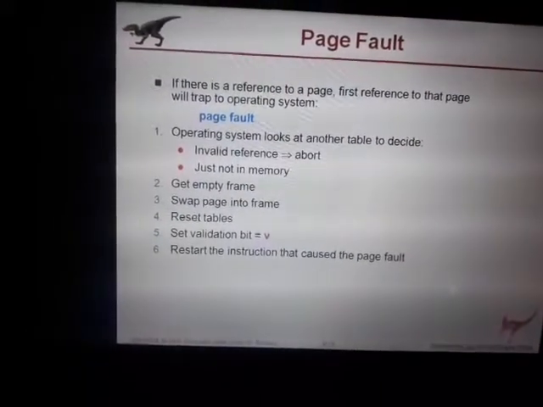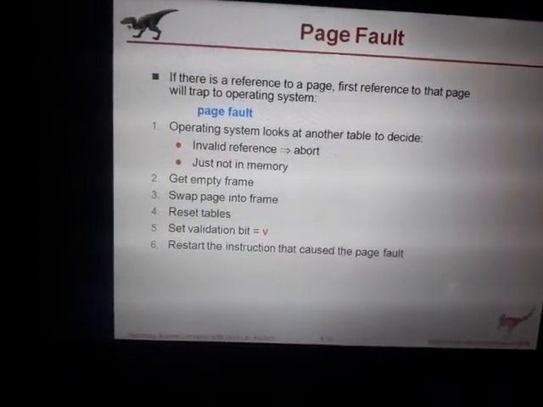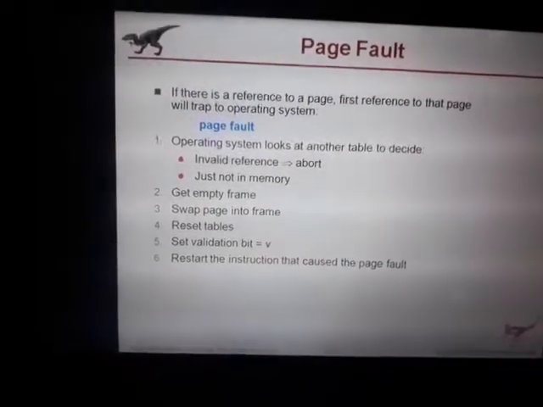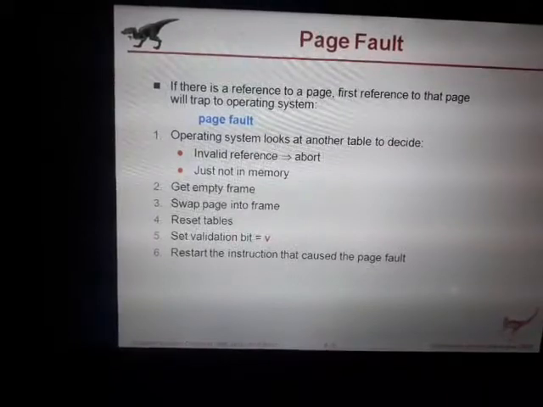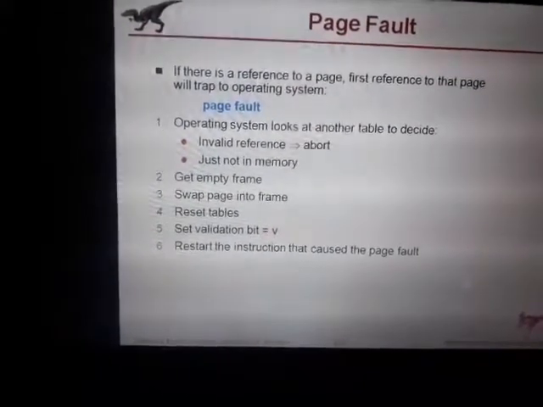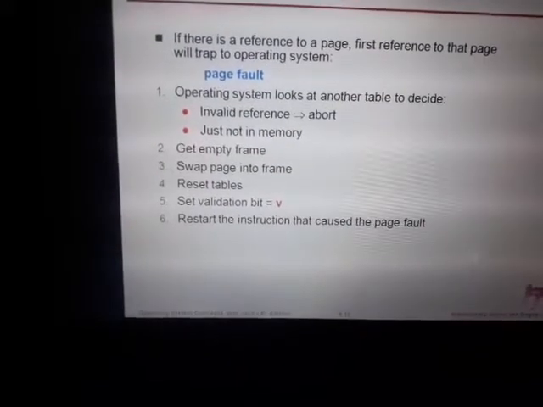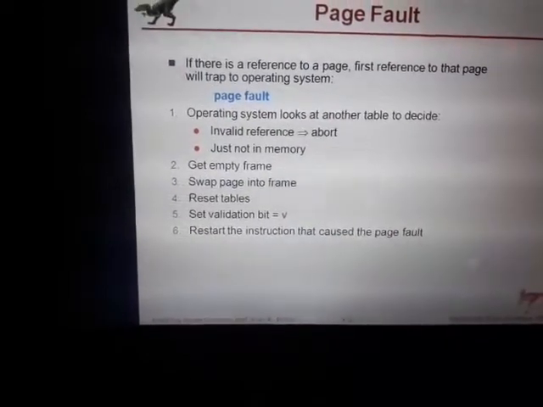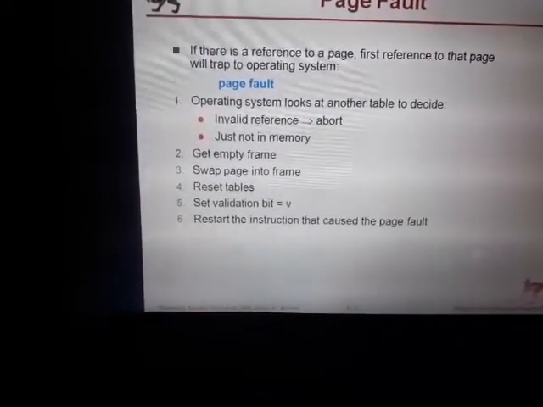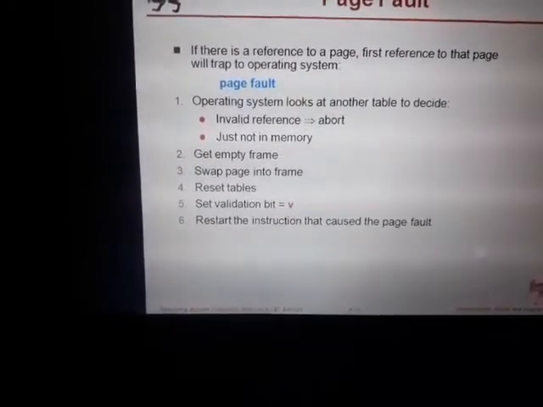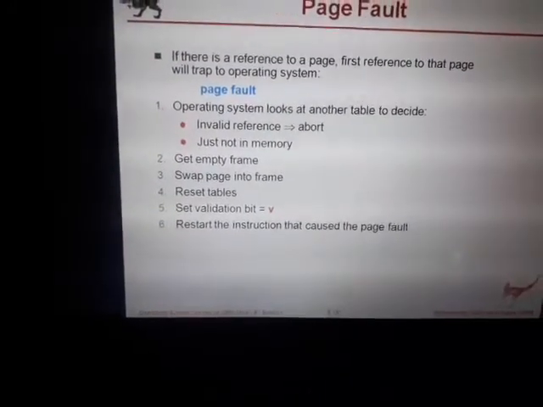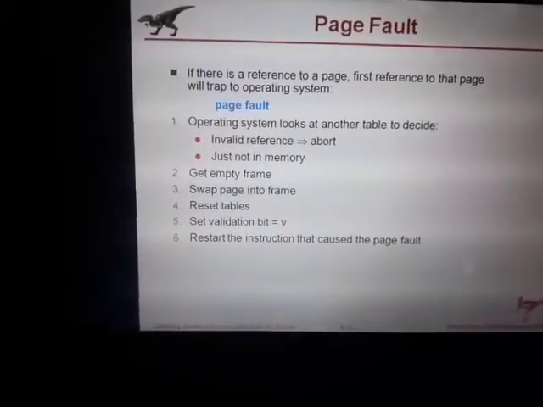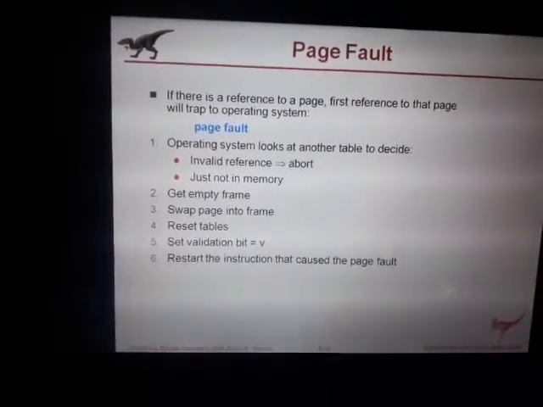First reference to the pages will be trapped by the operating system. So if there is a reference to a page, the first reference to that page will trap to the operating system, that is nothing but the page fault. So what are the various steps involved during the page fault? So first look into the other table to decide whether there is a valid reference or not. Invalid reference means abort, or if pages are just not existing, get those pages back to the memory. Now we have to apply the concept of lazy swapper. Get empty frames, swap pages into the frames, reset tables, set validation bit, restart the instruction that caused the page fault.